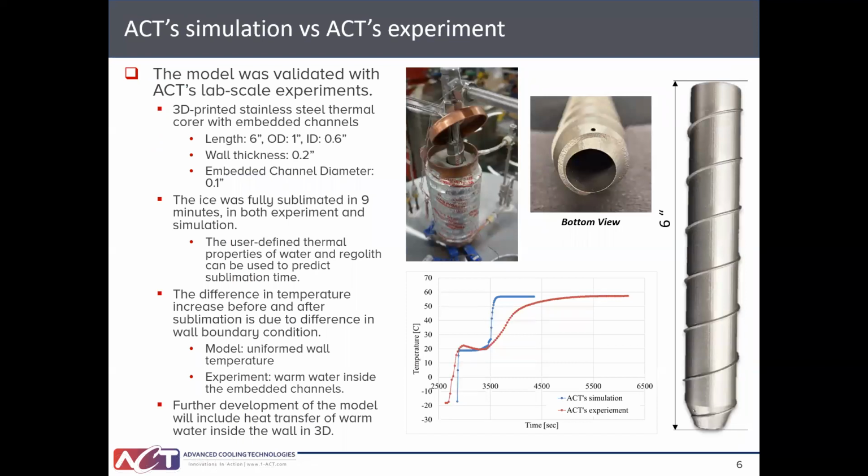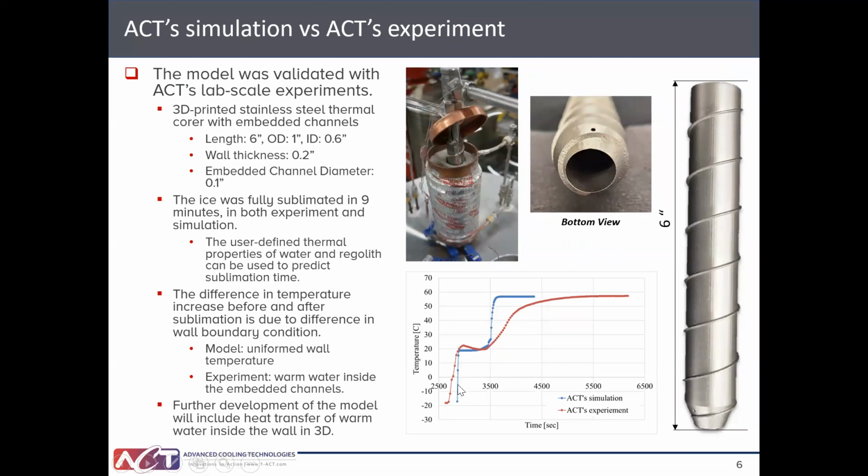Next, we perform lab-scale experimental testing to validate our model. We 3D printed a stainless steel thermal core with an embedded channel of a length of 6 inches and tested it. As a result, we saw a total sublimation in around 9 minutes in both experiments and simulations, as shown in the temperature plot here. Therefore, we can conclude that the user-defined thermal properties of water and regolith can be used to predict the sublimation time.